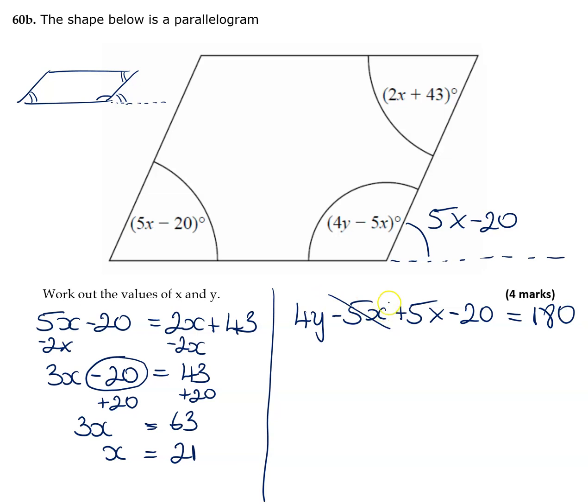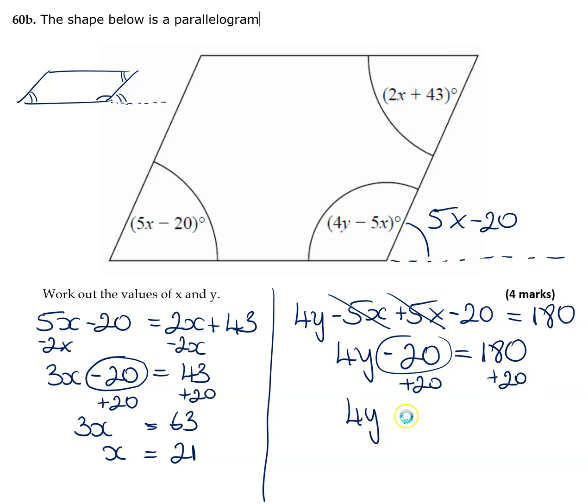So take away 5x, add 5x is 0. So I get 4y take away 20 is 180. I haven't got to worry about y's on both sides, so I just want to move this minus 20. So I add 20 to that side and add 20 to that side. So 4y is 200, and so y is 50 degrees.